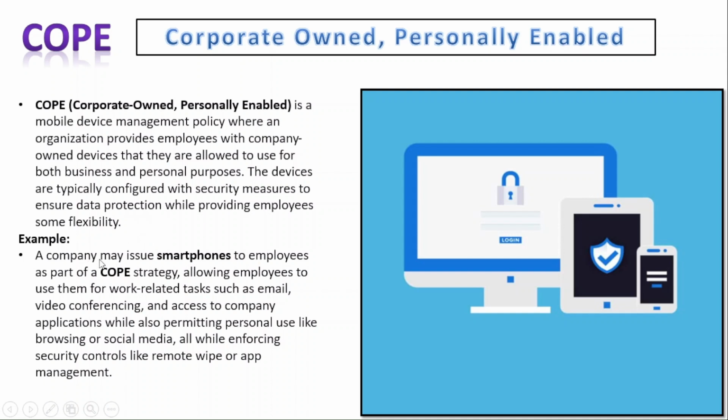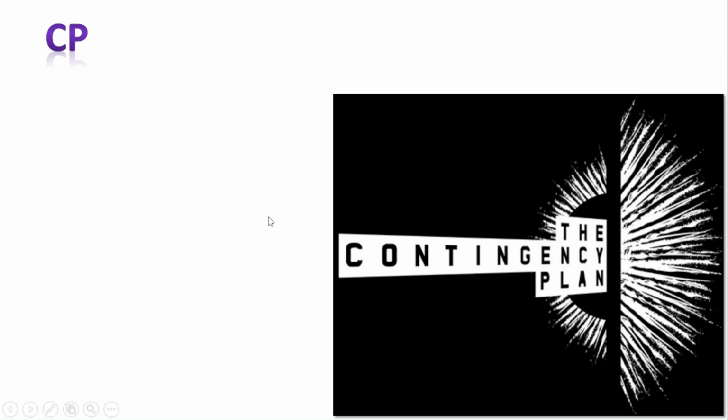Example: a company may issue smartphones to employees as part of a COOP strategy, allowing employees to use them for work-related tasks such as email, video conferencing, and access to company applications, while also permitting personal use like browsing or social media, all while enforcing security controls like remote wipe or app management.